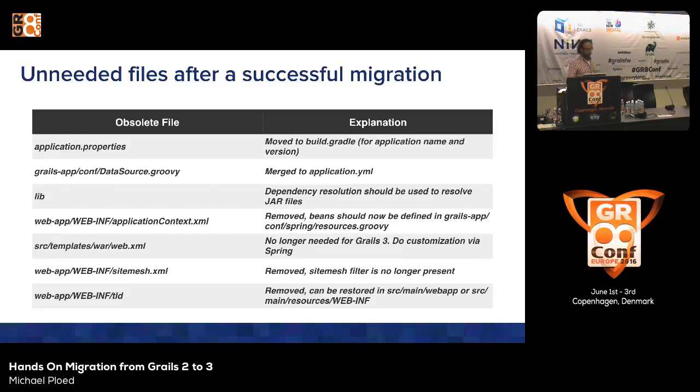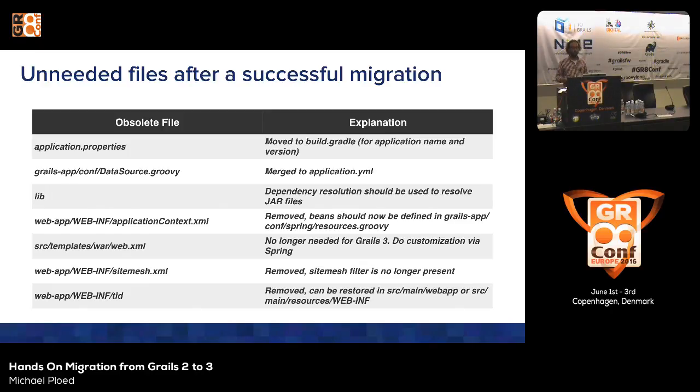When you do the migration, you will have files that you don't need anymore. For instance, application.properties is going to be moved to build.gradle. DataSource.groovy is going to be merged into application.yml. So there is no longer a DataSource.groovy for GORM. You just configure GORM in your application.yml. lib is going away. applicationContext.xml is moving away, but self-defined Spring beans are now present in resources.groovy.